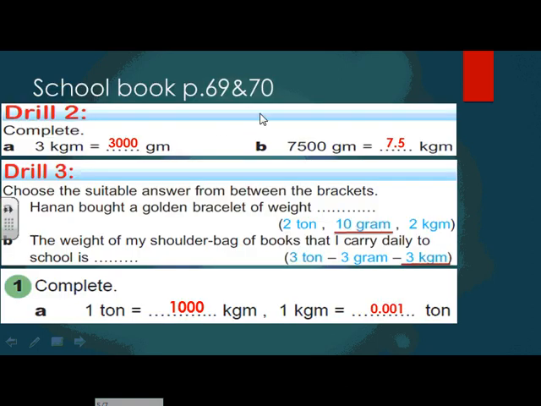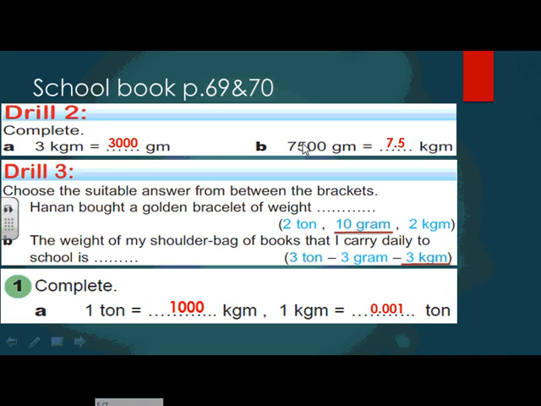Now from the school book, drill number 2, I want to complete: 3 kilograms equals how many gram? Again, changing from kilogram to gram, I'm going to multiply the 3 times 1000. So the answer is going to be 3000.